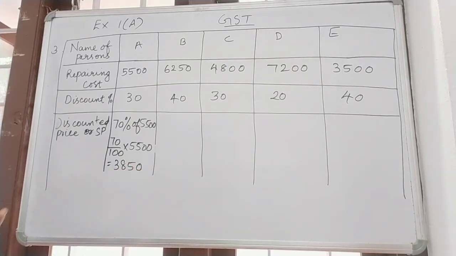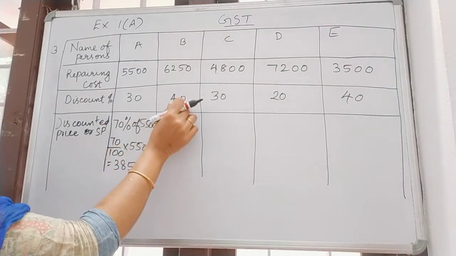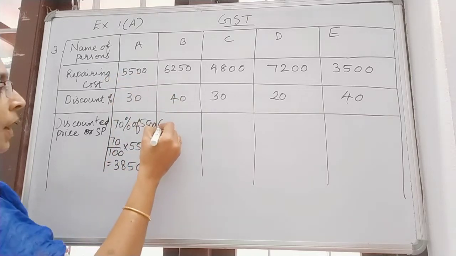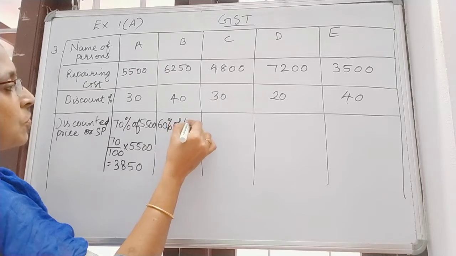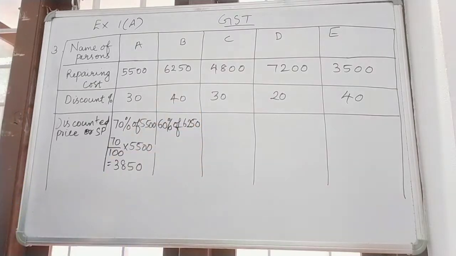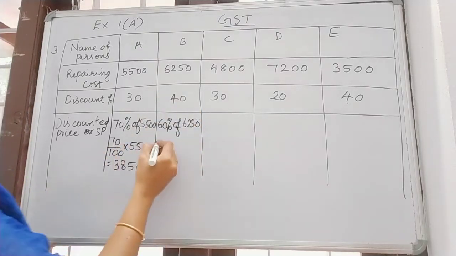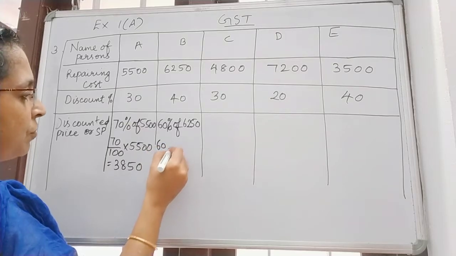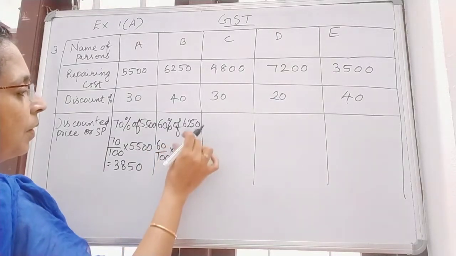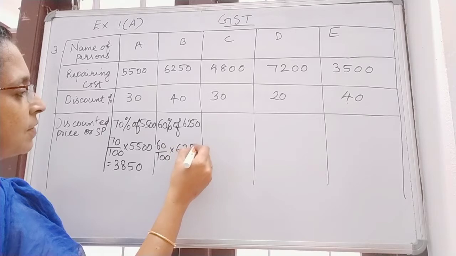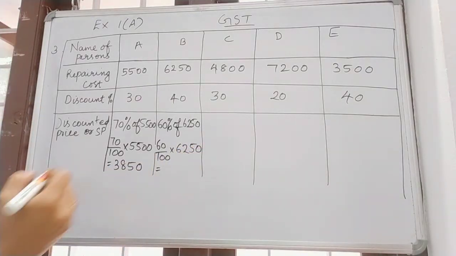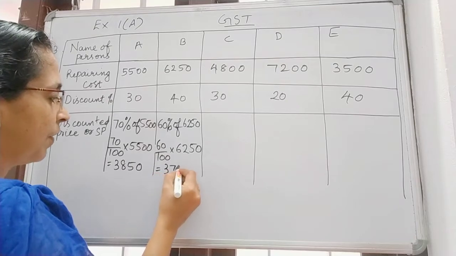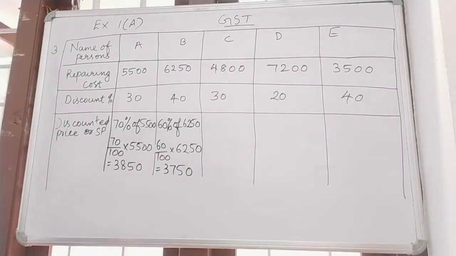Similarly, they are giving a discount of 40%. So we have to pay 60% of which one? 6250. That is the selling price. That is 60 by 100 into 6250, which is equal to 3750.